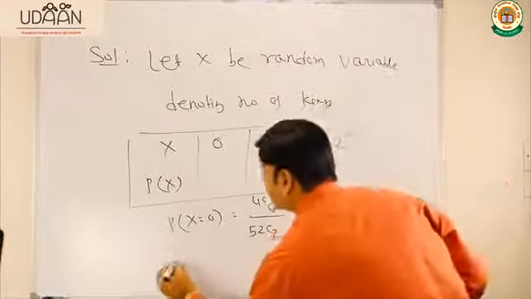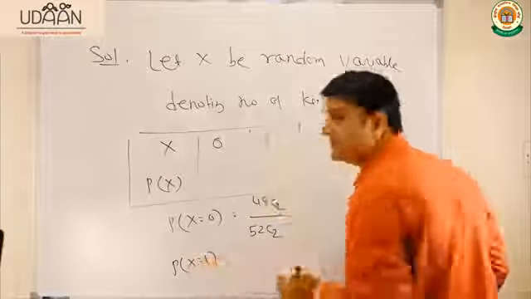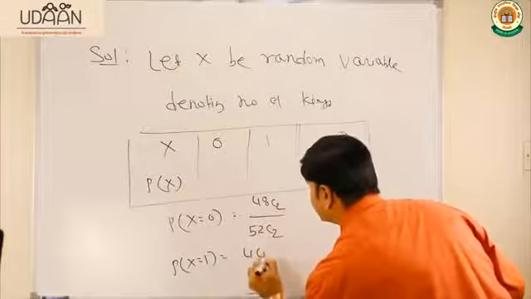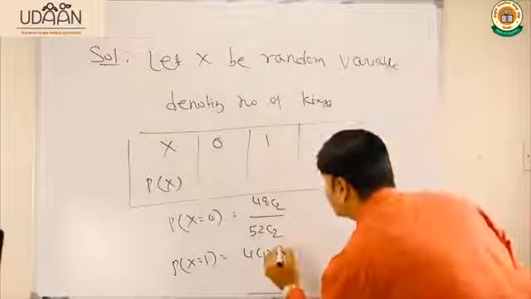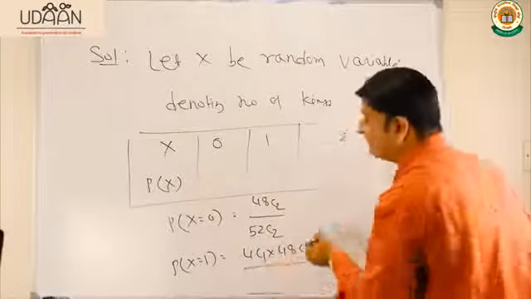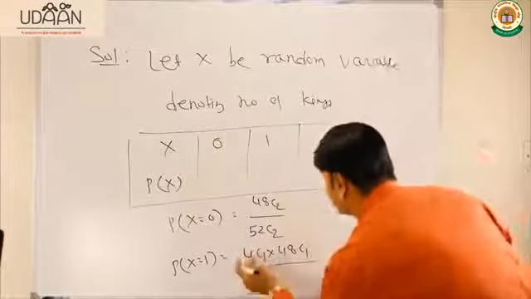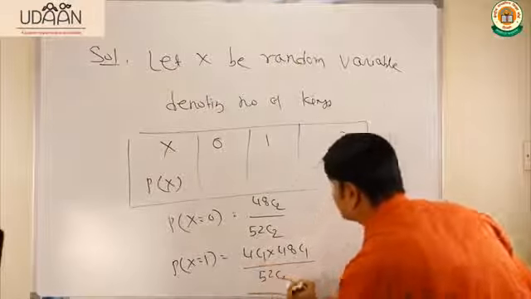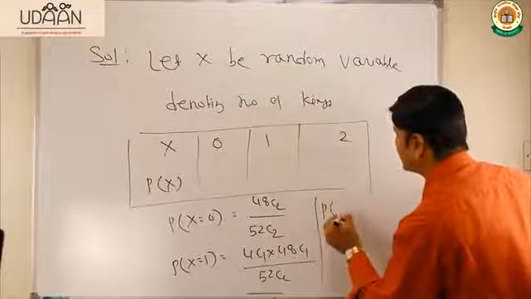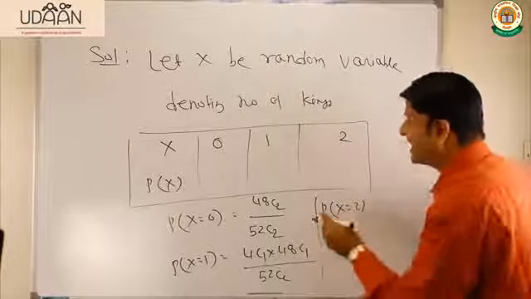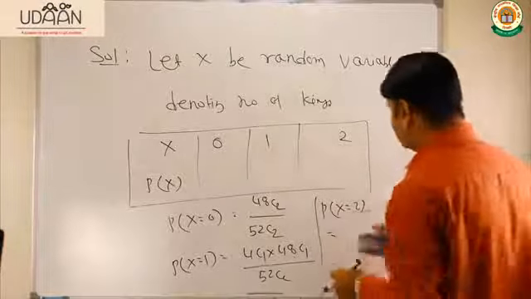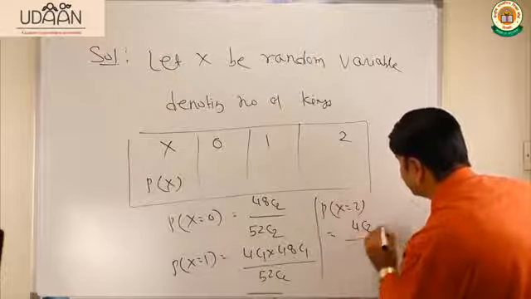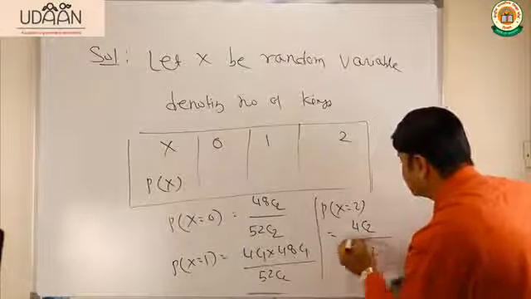If I go for P of X equal to 1, it means I am getting 1 king and 1 non-king. So 1 king can be obtained in 4C1 ways, while 1 non-king can come from 48C1 ways. You have done it in 11th standard also. I want 1 king and 1 non-king, upon the same 52C2. When I go for P of X equal to 2, this time both are kings, so obviously there are 4 kings. So I can get 2 kings in 4C2 ways upon 52C2.